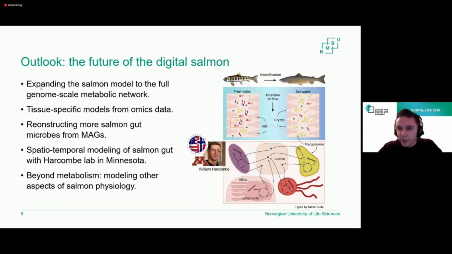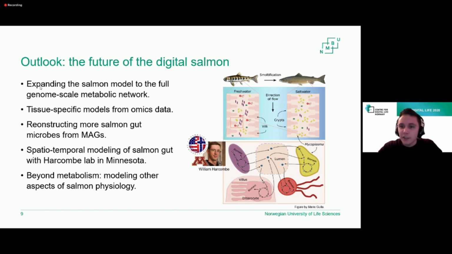Moving forward, we will focus on expanding our current salmon model to the full genome scale metabolic network, mainly to capture processes such as lipid and glycan metabolism. And we've also started to build models that are specific for different tissues, such as liver, using omics data that has been generated in Digicel.